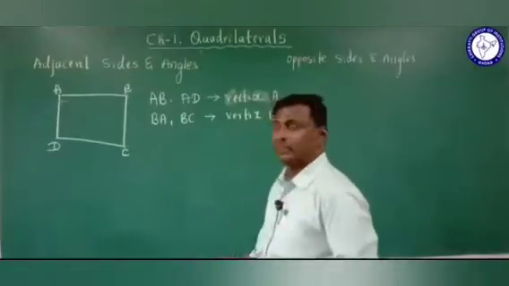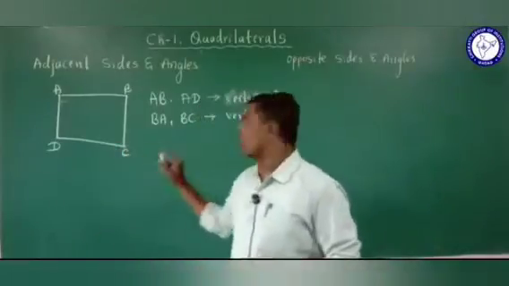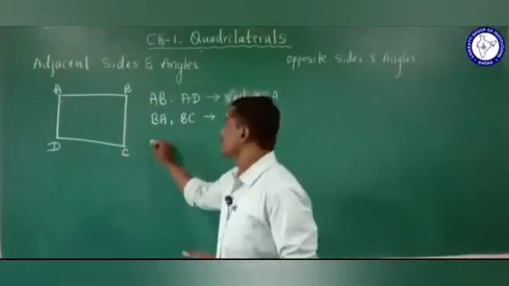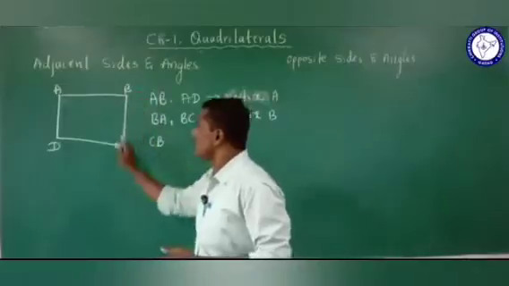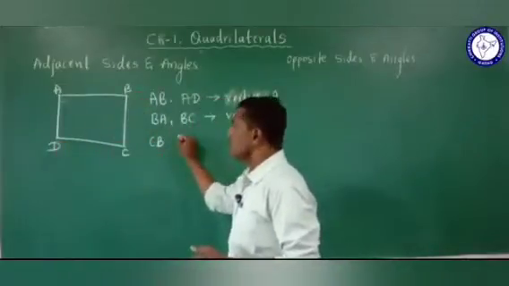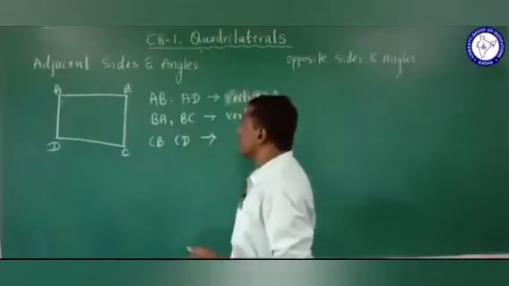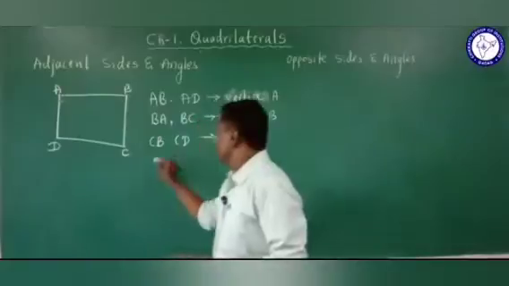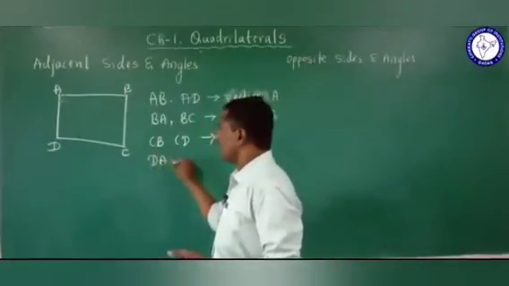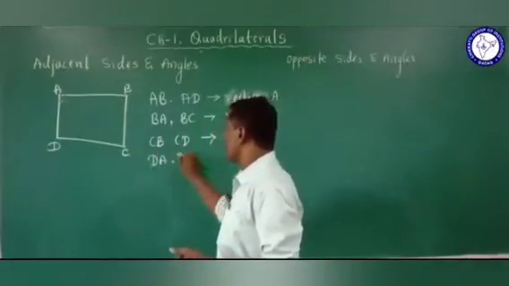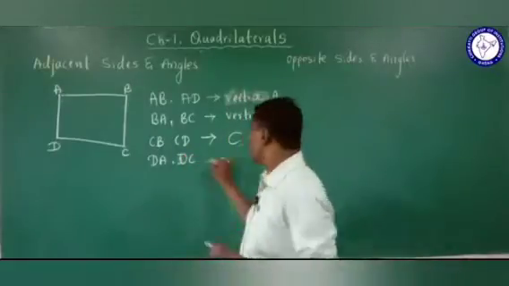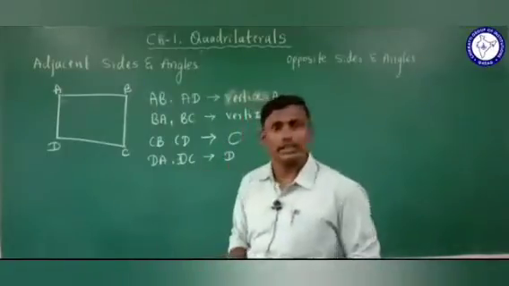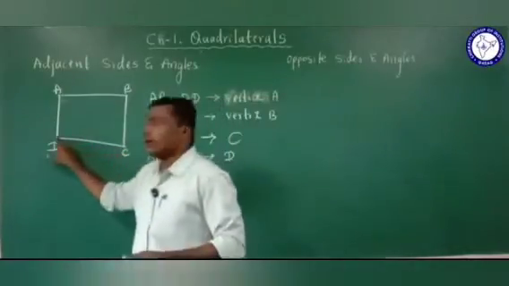Next, take the third point. What are the two sides originating from vertex C? CB, this is one side, and the second one CD, which originates from point C, right? Last one, DA and DC. DA and DC are the two line segments which originate from the point D, right? So they have a common vertex D.